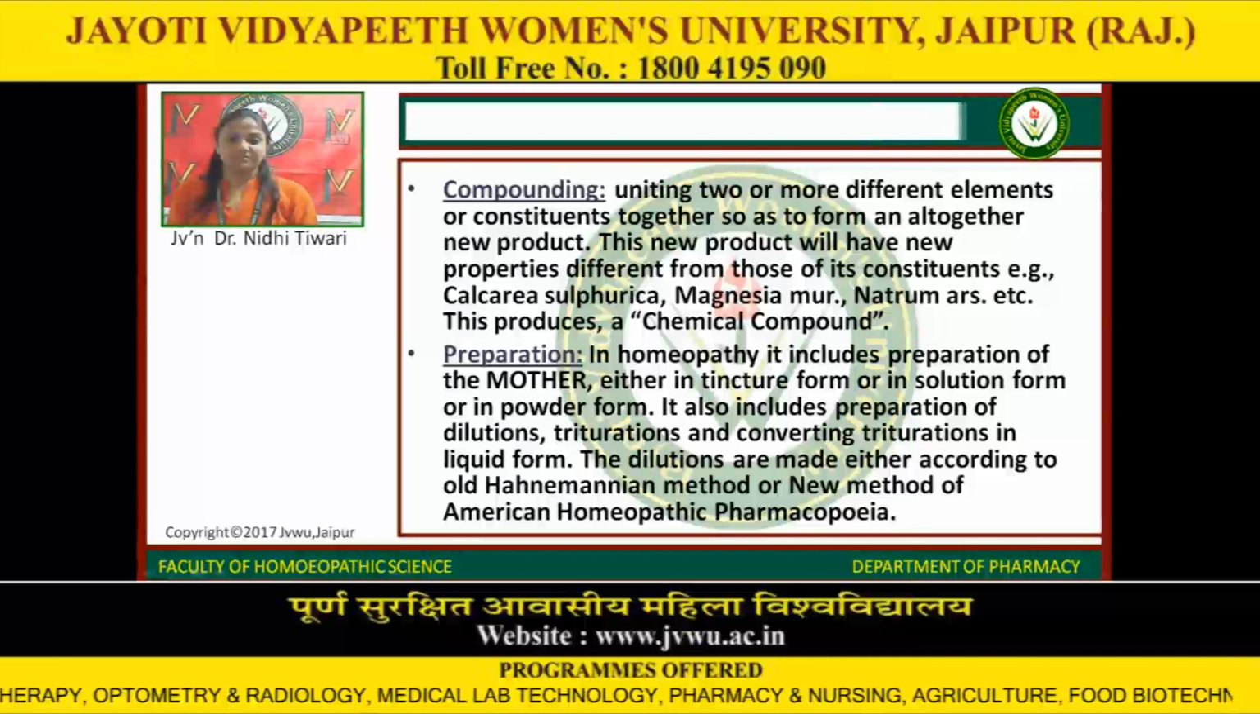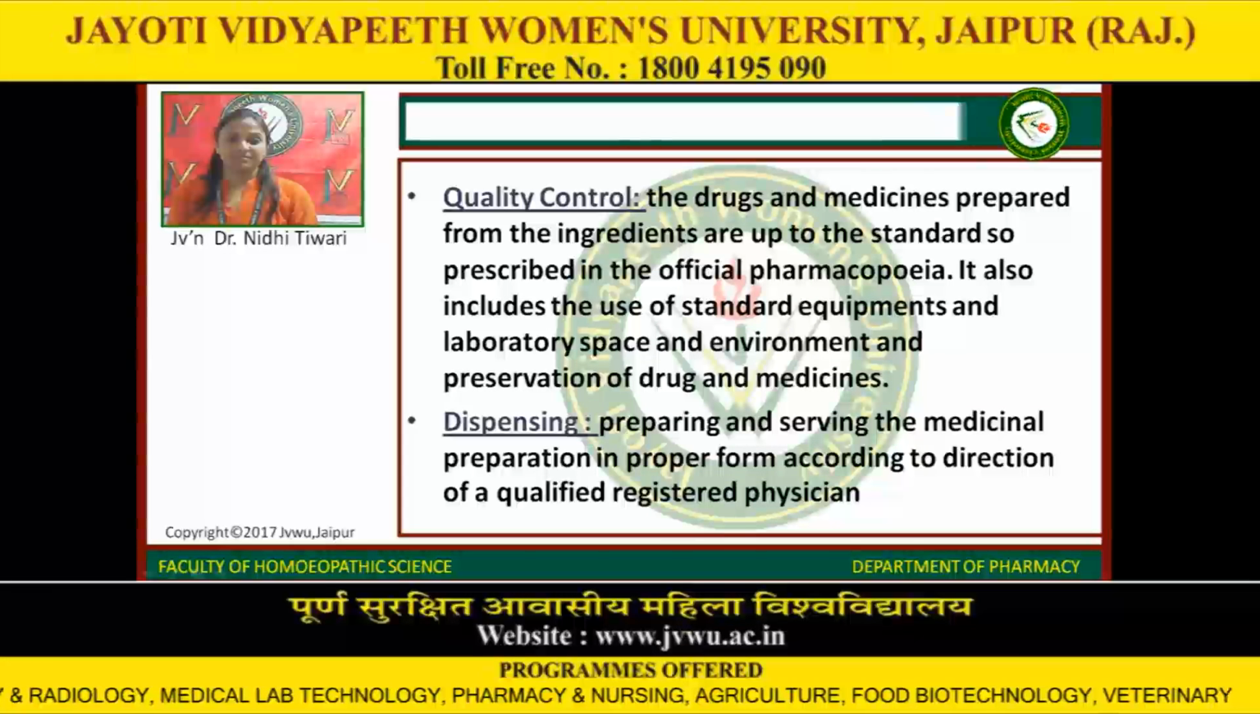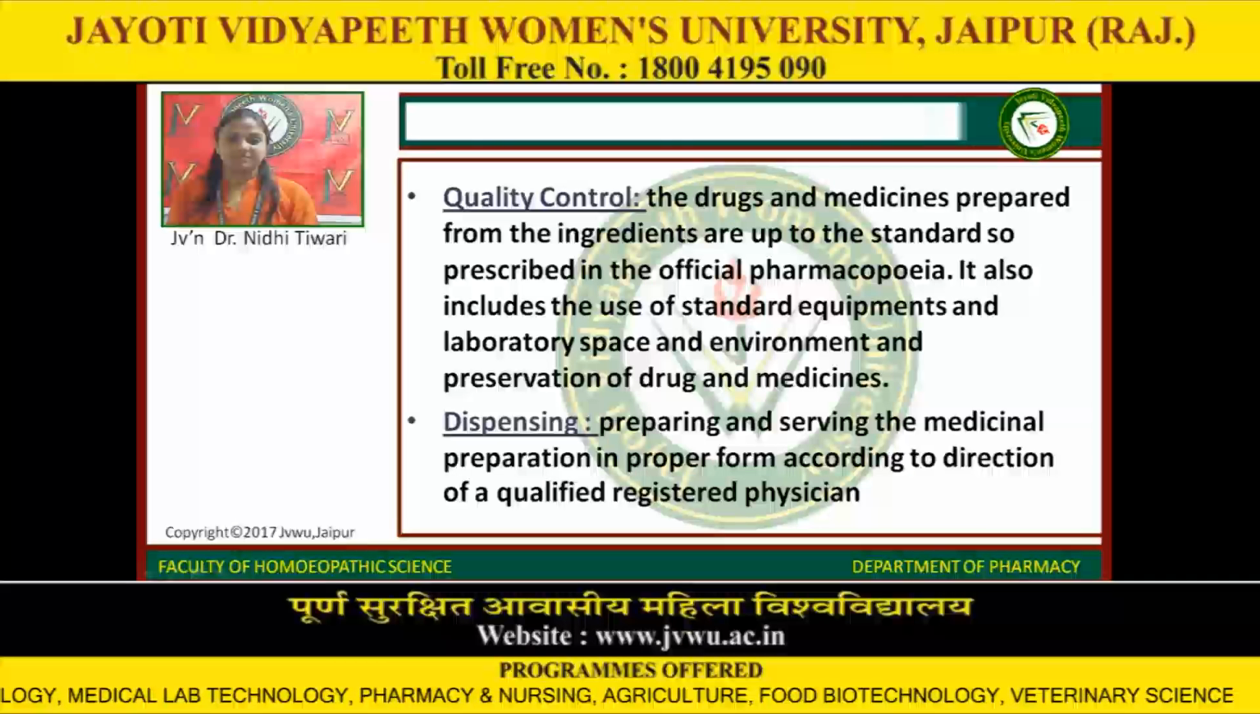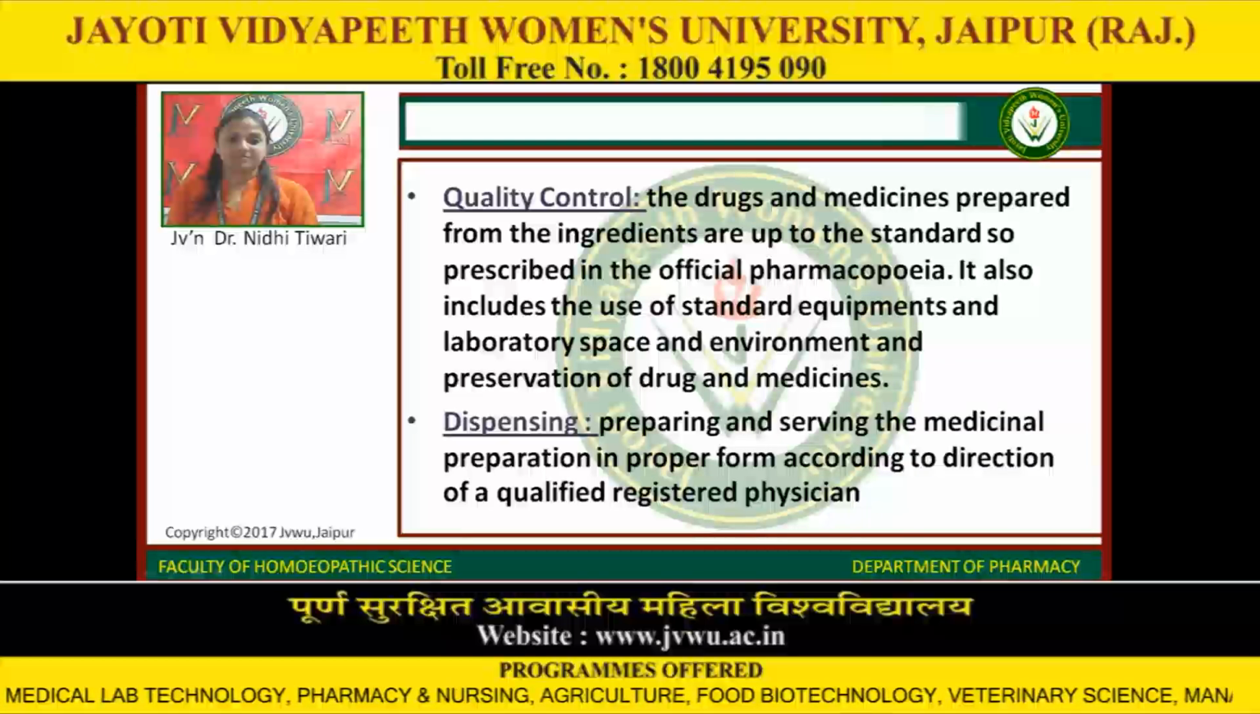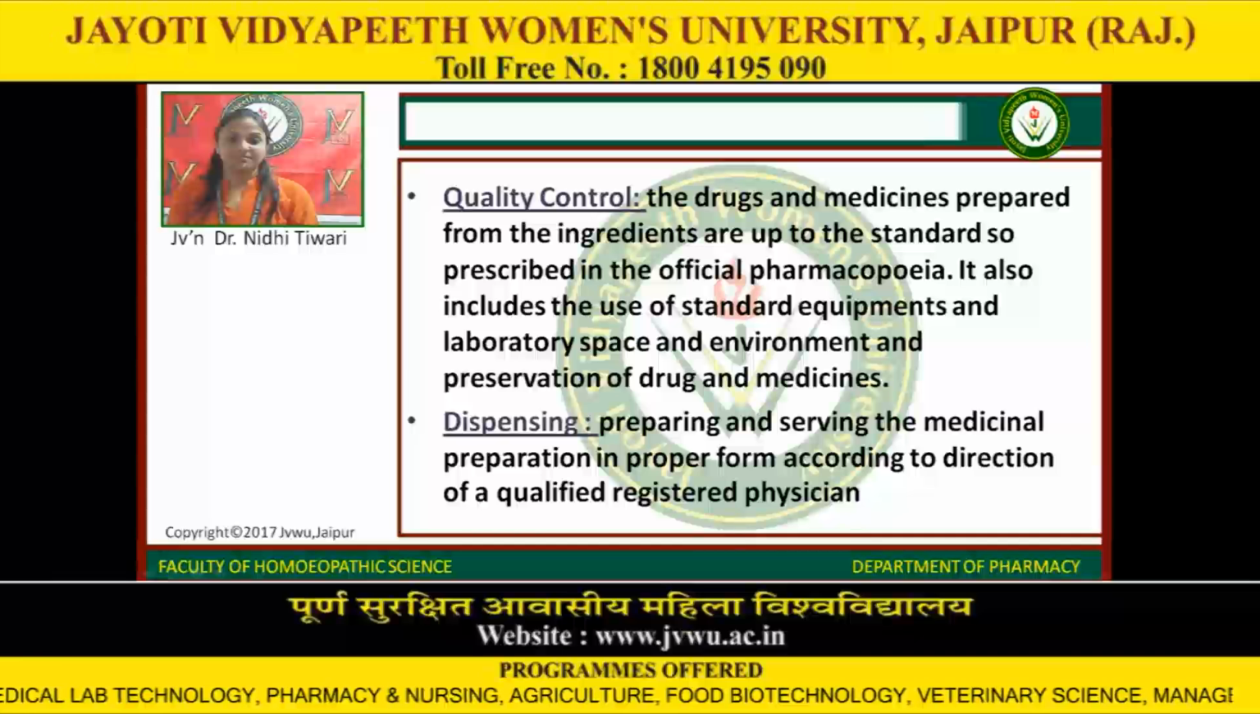Preparation: in homeopathy it includes preparation of the mother tinctures, either in tincture form, solution form or powder form. It also includes preparation of dilutions, triturations and converting triturations into liquid form. The dilutions are made either according to the old Hahnemannian method or the new method of the American homeopathic pharmacopoeia. Quality control: the drugs and medicines prepared from the ingredients are up to the standard prescribed in the official pharmacopoeia. It also includes the use of standard equipment, laboratory space and environment, and preservation of drugs and medicines. Dispensing: preparing and serving the medicinal preparation in proper form according to the direction of a qualified registered physician.